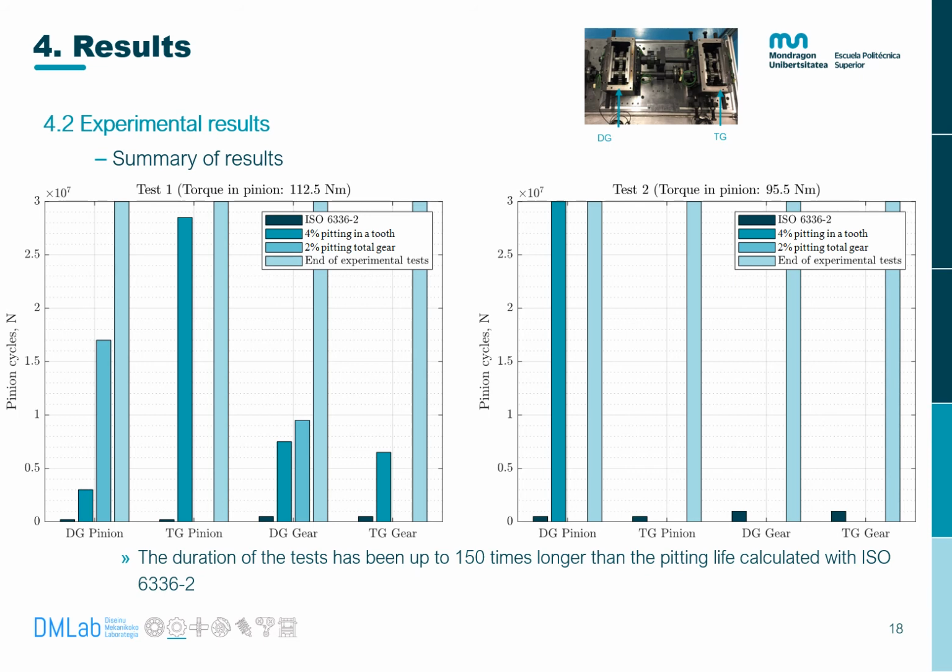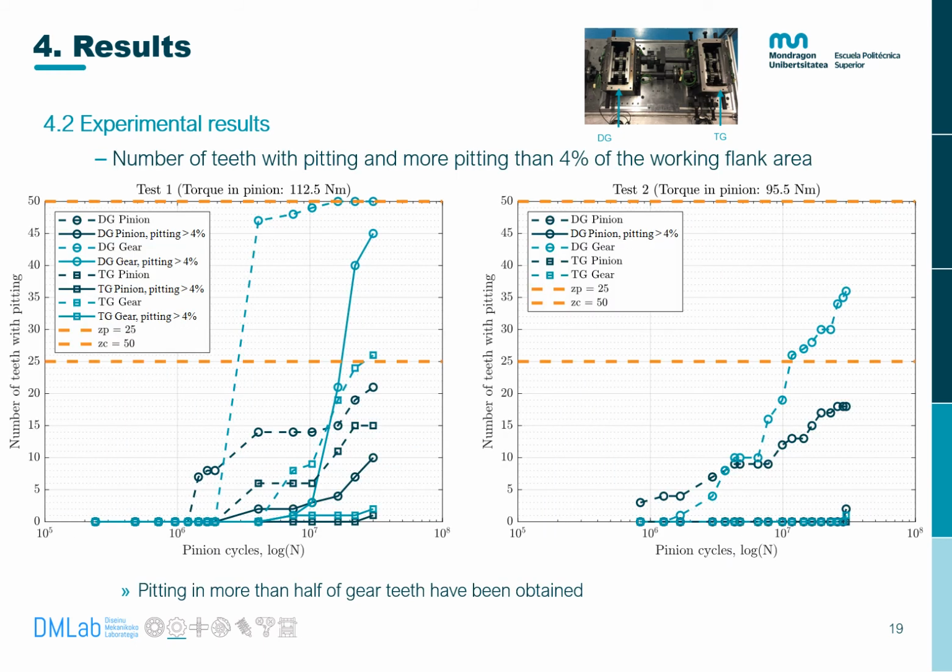It can be observed that the duration of the test has been up to 150 times longer than the pitting life calculated with ISO 6336 Part 2, which has been graphed with dark blue bars. To finish with the experimental results, the number of teeth with pitting and with more pitting than 4% of the working flank area has been graphed, the latter with continuous lines. Pitting in more than half of the GR teeth has been obtained.